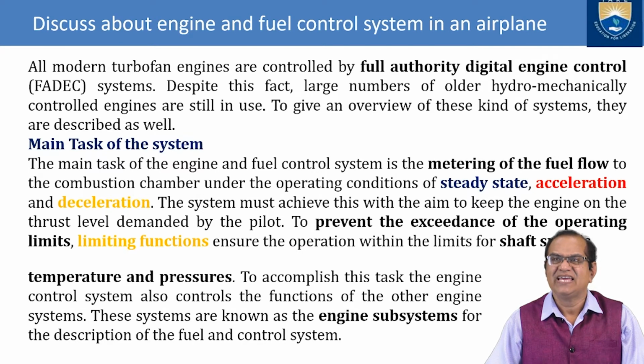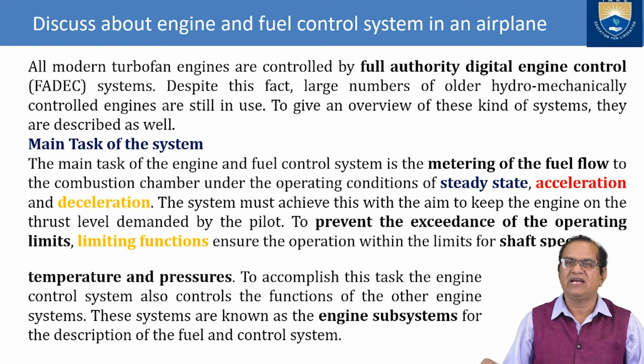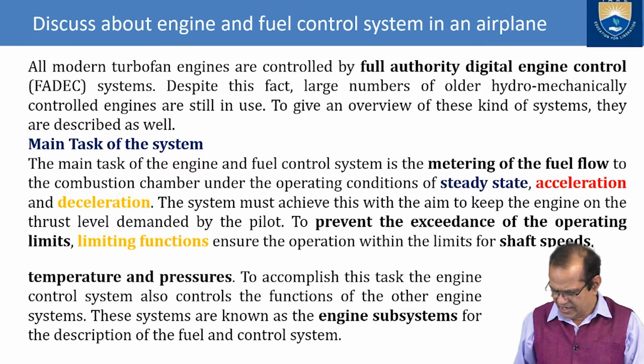To prevent the exceedance of the operating limits, limiting functions ensure operation within the limits of the shaft speed. So we have some limiting functions, and they operate within the given speed of the engine, temperature and pressures. To accomplish this task, the engine control system also controls the function of the other engine systems. These systems are known as the engine subsystems, for the fuel and the control system.